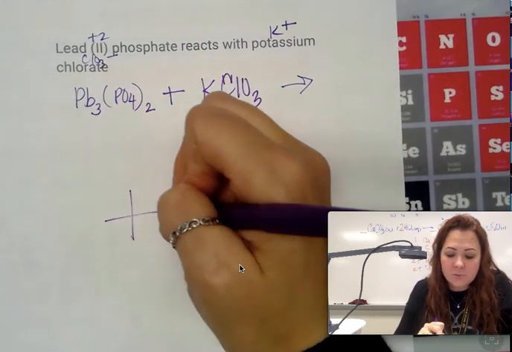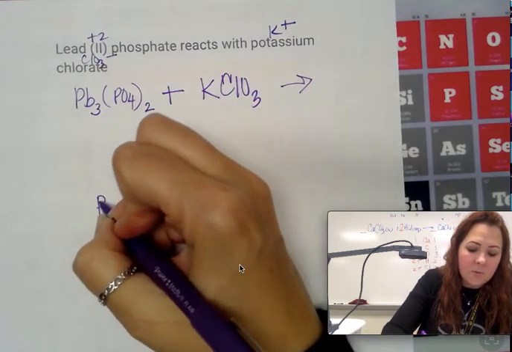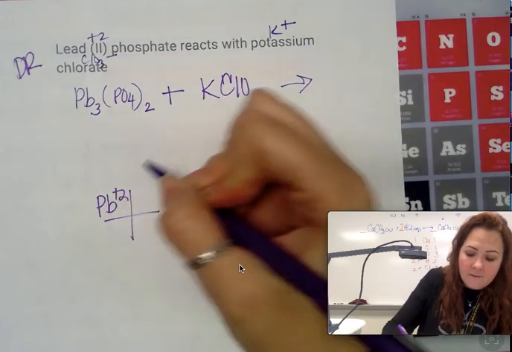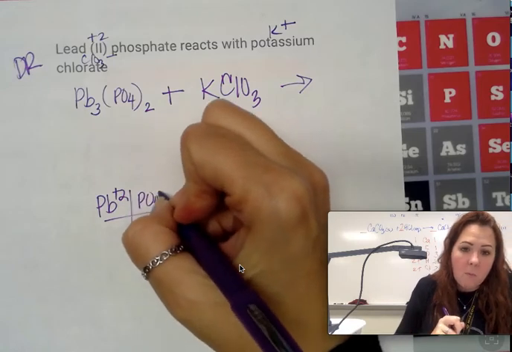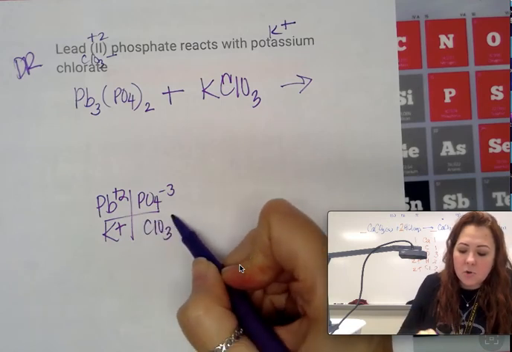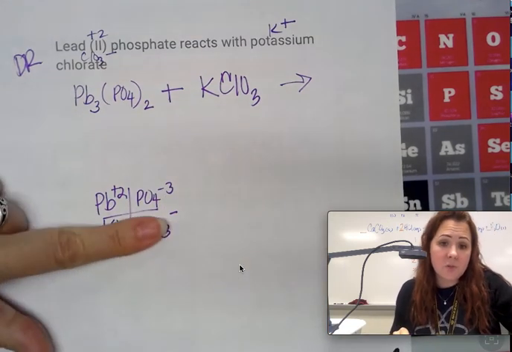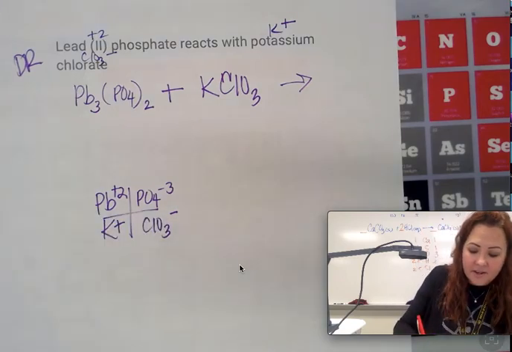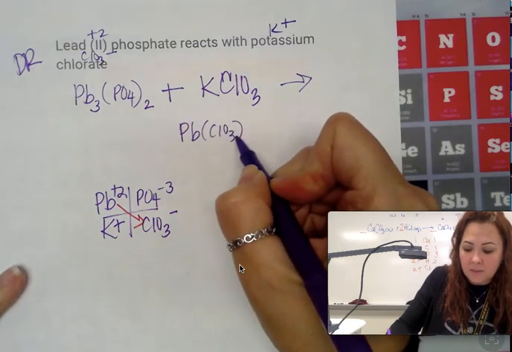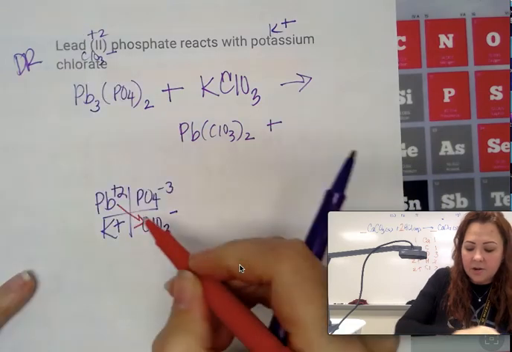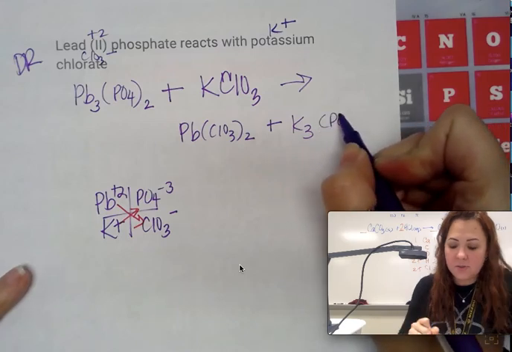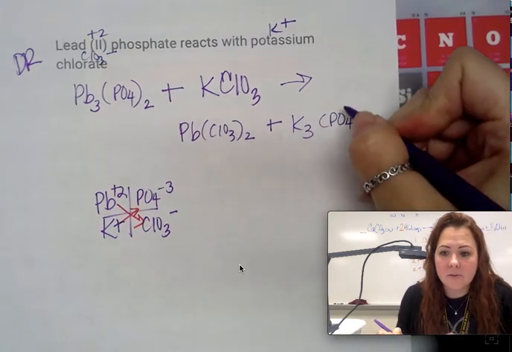Go back to my T-chart. Undo the swap and drop. This is a double replacement reaction. So I have lead with a +2 charge. Phosphate is PO4 minus 3. Potassium and chlorate. So currently these two are put together. With these two put together, I need to trade their partners. So I'm going to take lead and pair it up with chlorate, Pb(ClO3)2. Plus, I need to take my potassium and pair it up with phosphate. So K3PO4, just like that. You also don't have to put that in parentheses if you don't want to.